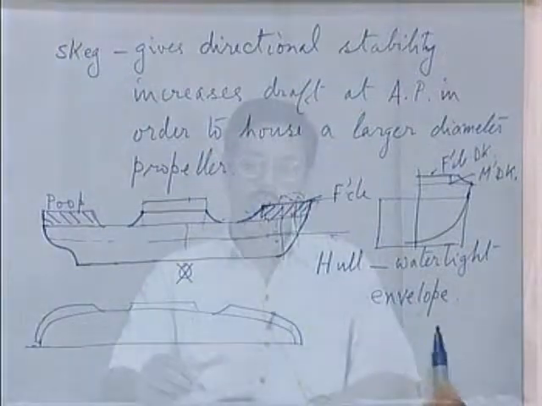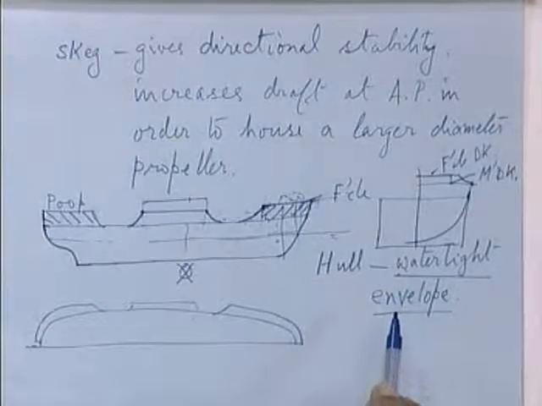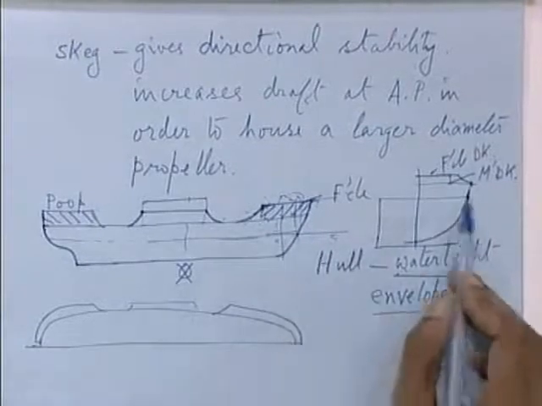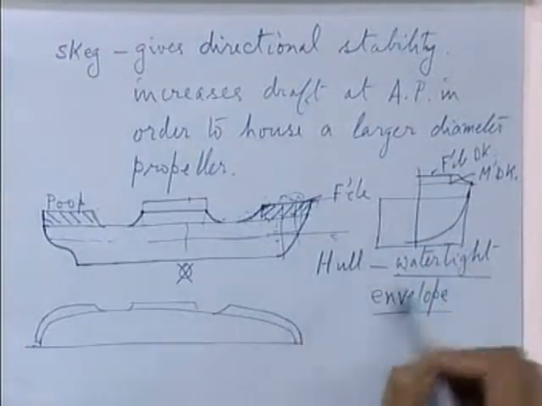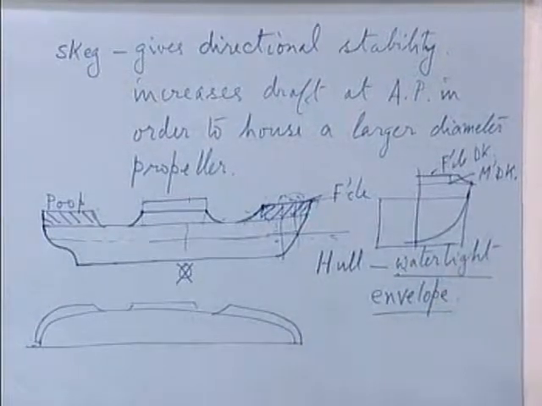So forecastle and poop, which are nothing but extension of the side shell, they increase your buoyancy and stability by increasing the gross enveloped volume. This watertight envelope is the volume which contributes to your buoyancy and stability. So that is increased if you have a forecastle and a poop deck. So all these items have to be clearly indicated in the three plans, that is your half breadth plan, your profile, and the body plan.